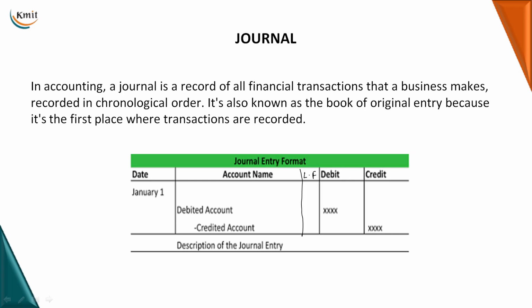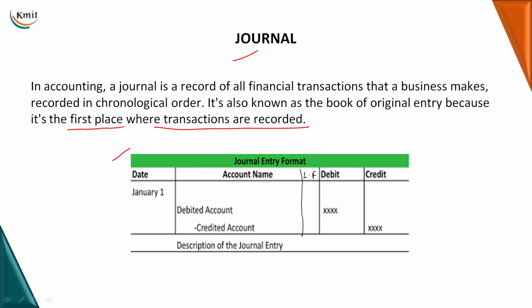That is, we are going to learn about the journal, the first book of entry for all the business transactions that take place in the course of conducting the business, as well as the process of making an entry in the journal book. That is what we are going to deal with in this session. So, begin with the journal. In accounting, a journal is a record of all financial transactions that a business makes, recorded in chronological order. It's also known as a book of original entry because it's the first place where the transactions are recorded. Now here is the format of a journal entry displayed for you.